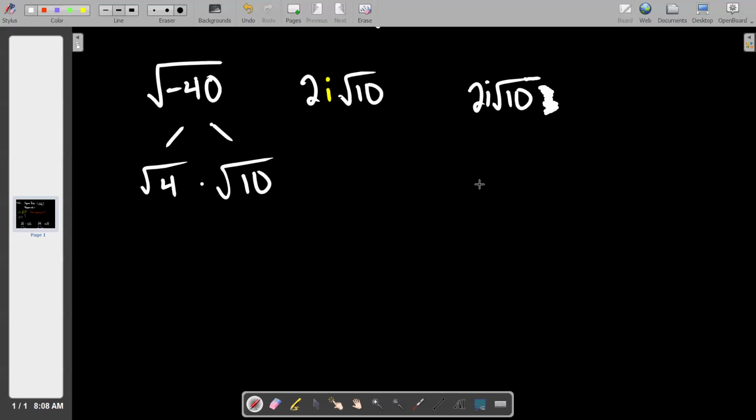Okay. All right, let's do another one. How about the square root of negative 12?